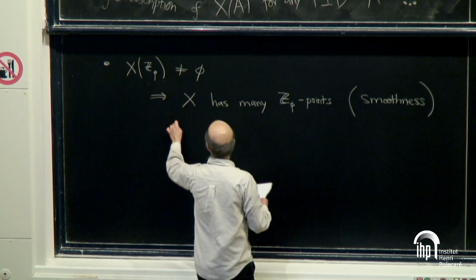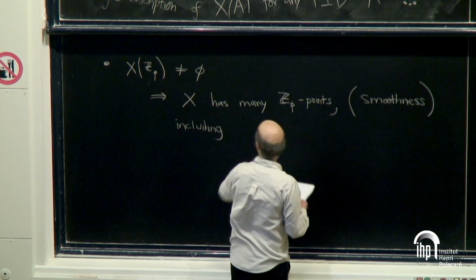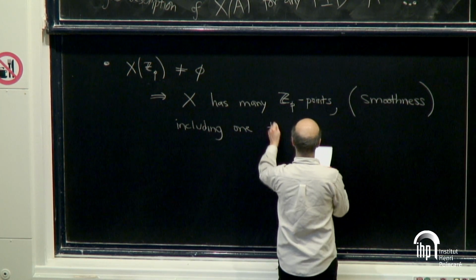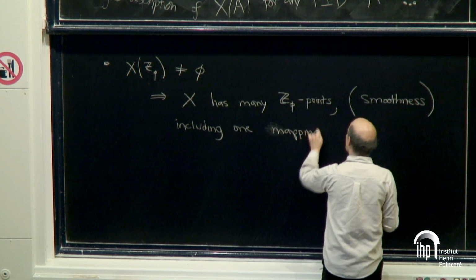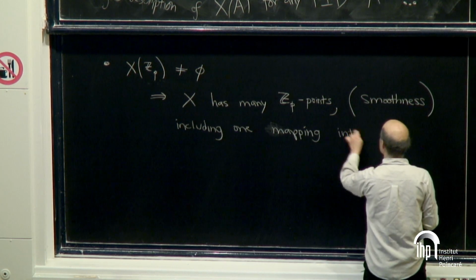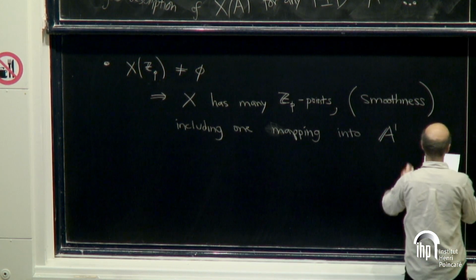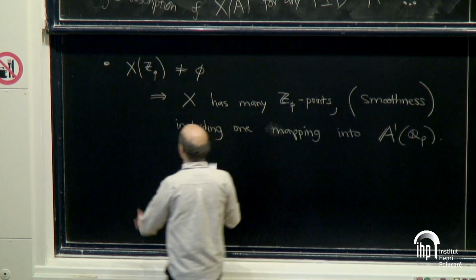And so it has many points, including one that maps into, that's not above the stacky point. So one that maps into just the A1 part, into A1 of QP. And so we're going to look for points that are near that one.